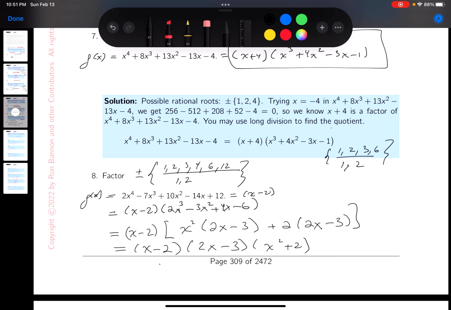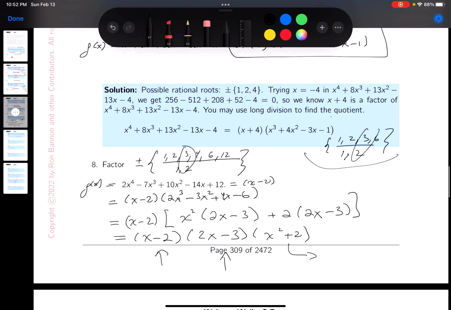I want to point out the rational root here is 2. The rational root here is 3/2. I see that right here. By the way, it's still in this list as well, but this is a smaller list over here. Now, the root of this thing is not in any of those lists over there. So let's look at the key and see how we did.